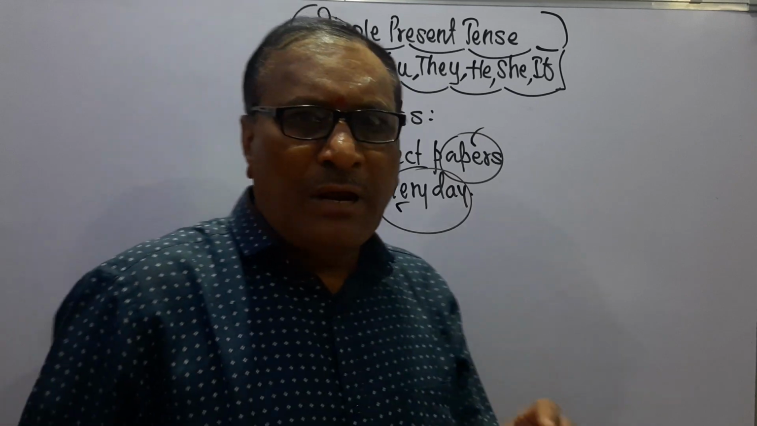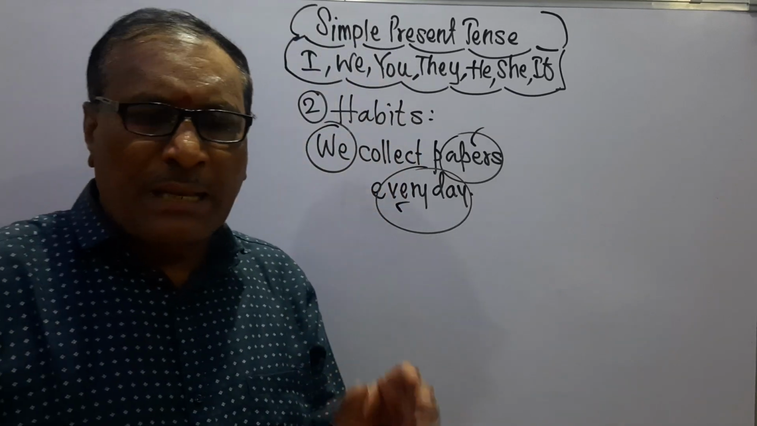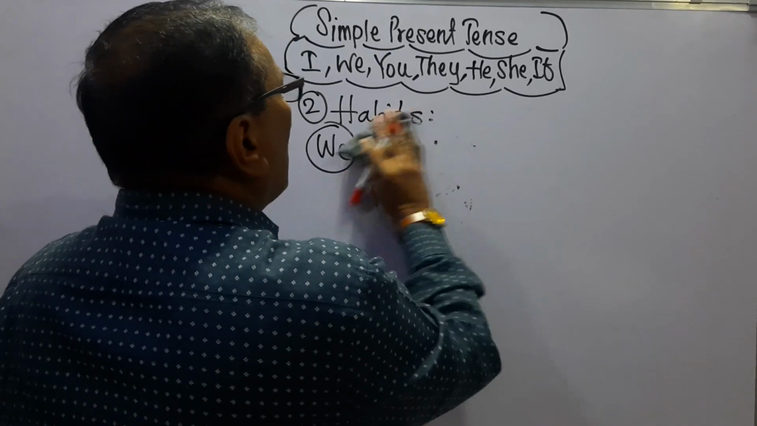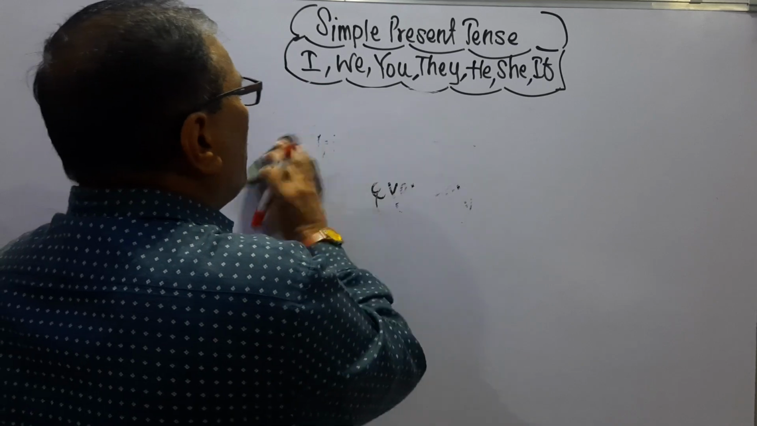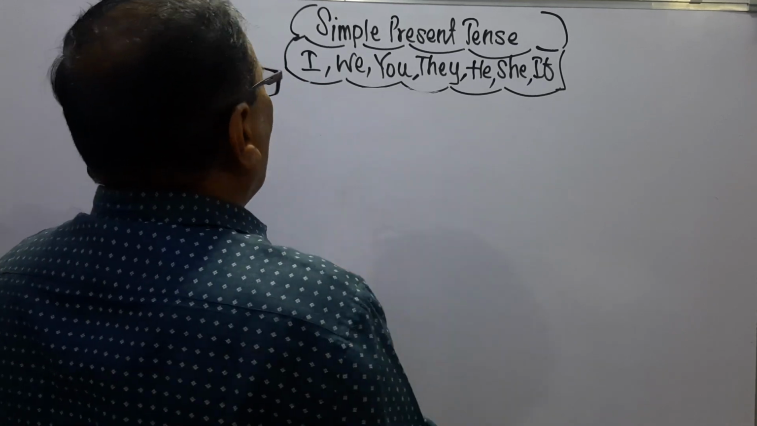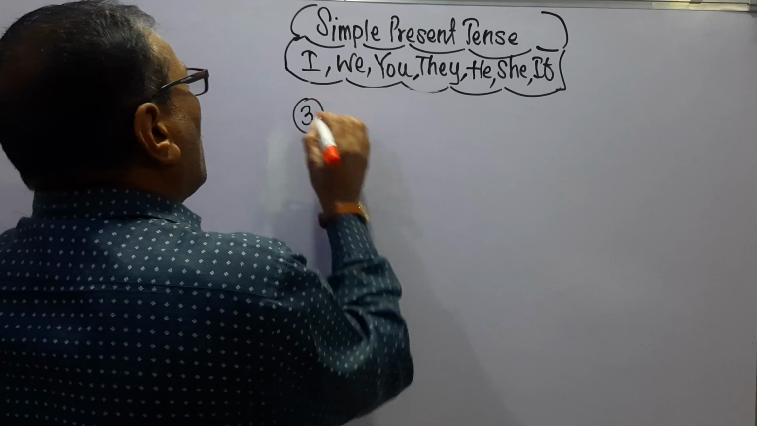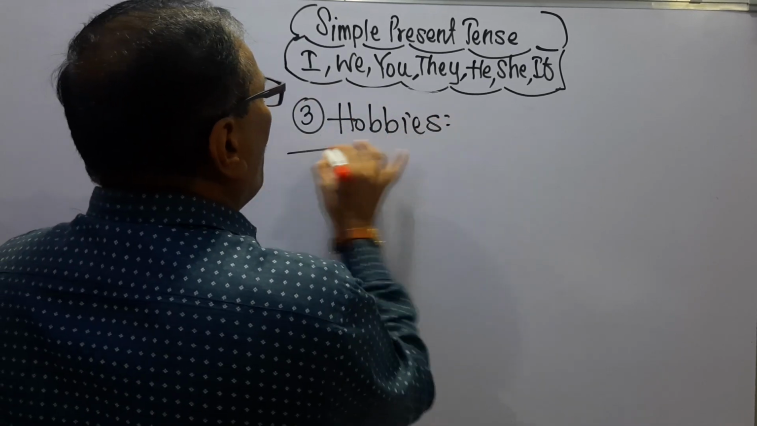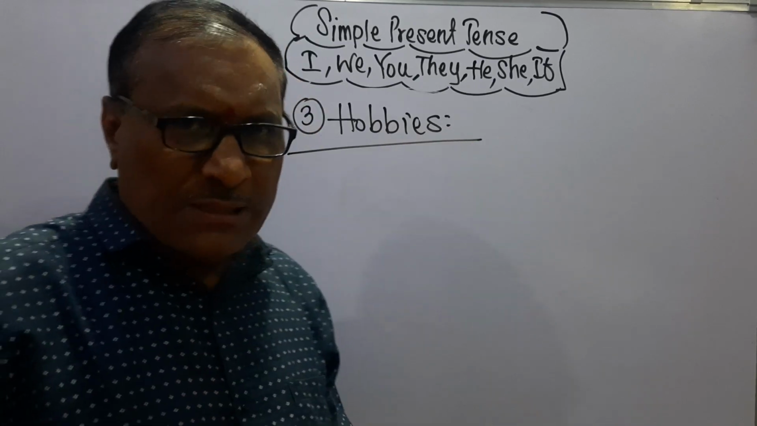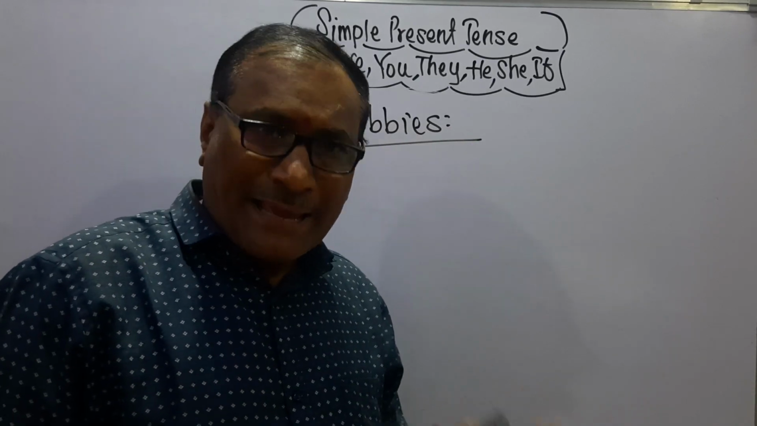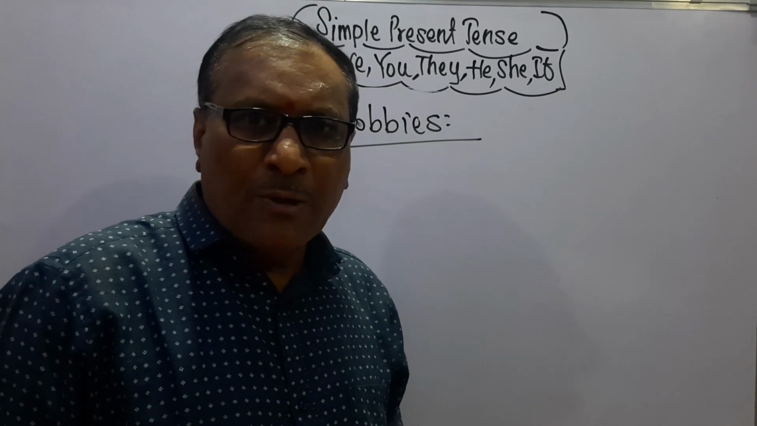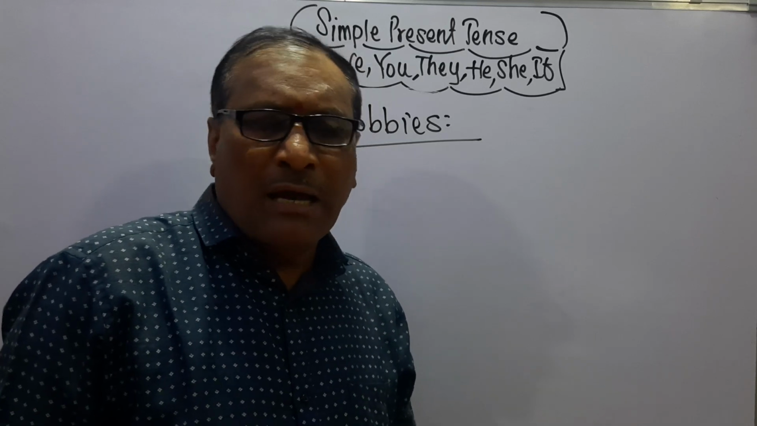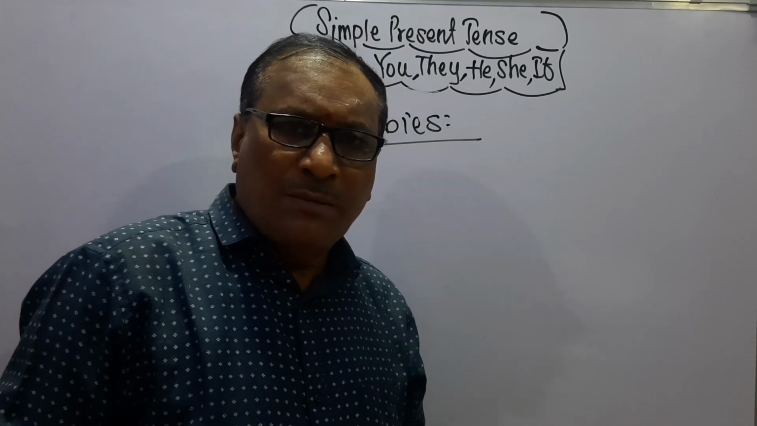And remember, when we discuss simple present tense, we discuss the daily routine, then habits, and now the next example is hobbies. Hobbies means we have some interests, some likings, some favorite things, and these are written and spoken in the simple present tense.